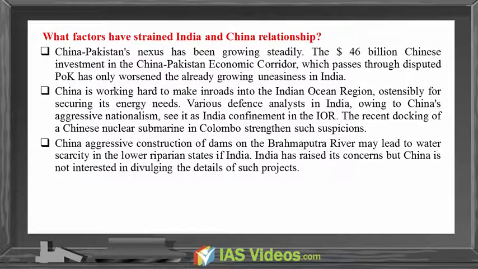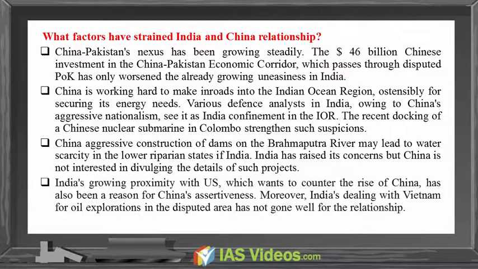China's aggressive construction of dams on the Brahmaputra river may lead to water scarcity in the lower riparian states of India. India has raised its concerns, but China is not interested in divulging the details of such projects. India's growing proximity with the US, which wants to counter the rise of China, has also been a reason for China's assertiveness. Moreover, India's dealings with Vietnam for oil explorations in the disputed area have not gone well for the relationship.